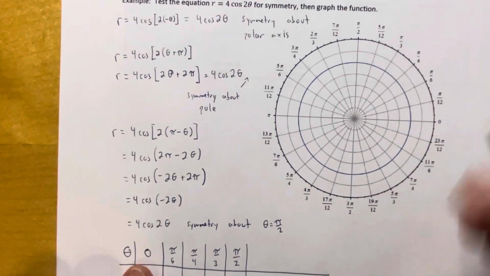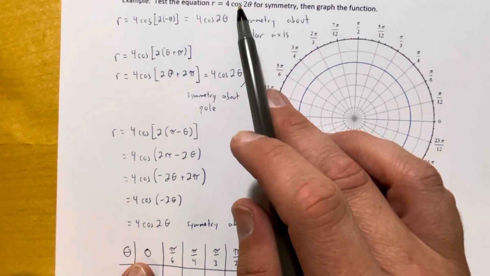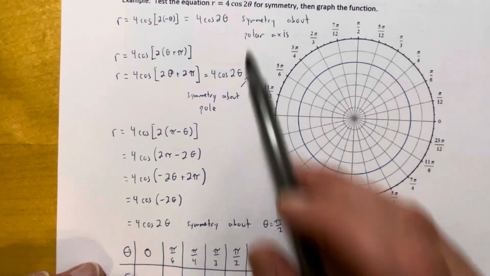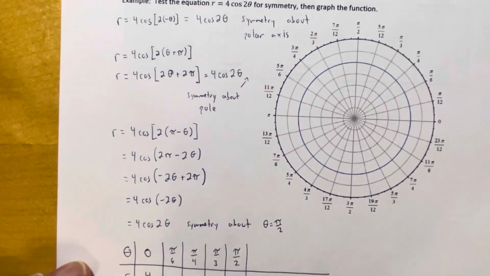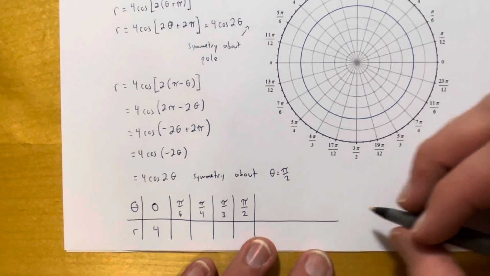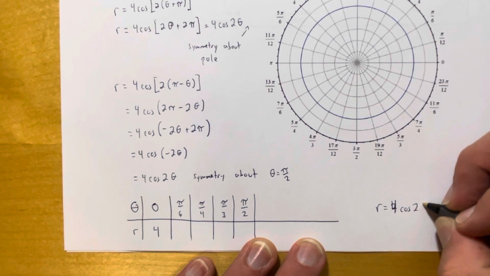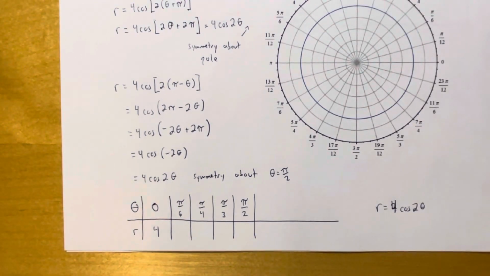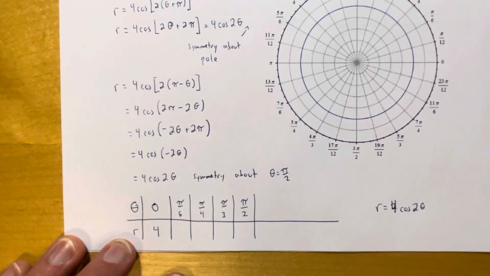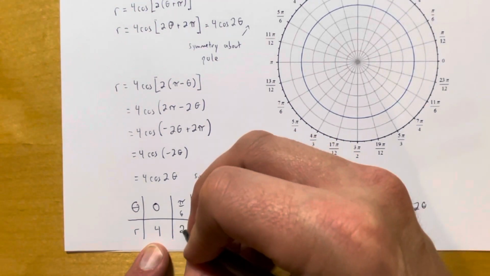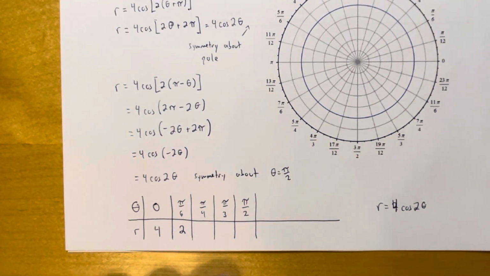So, all right, 0. If I plug that in, 4 times cosine of 2 pi. So I'm doubling the 0, which is still 0. Cosine of 0 is 1 times 4. That would just be a 4 right there. And here I'm going to write r equals 4 cosine of 2 theta for reference, because I can see that the function is off the screen up there. If I plug a pi over 6 in, I double it, so I get pi over 3. Cosine of pi over 3 would be 1/2 times 4. That would be 2. So that's fine.